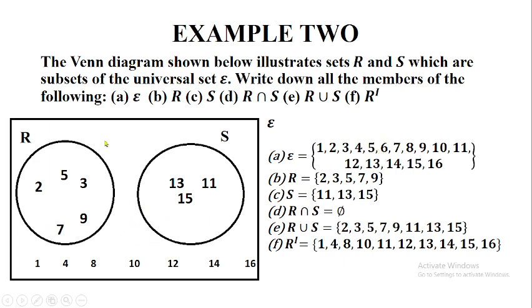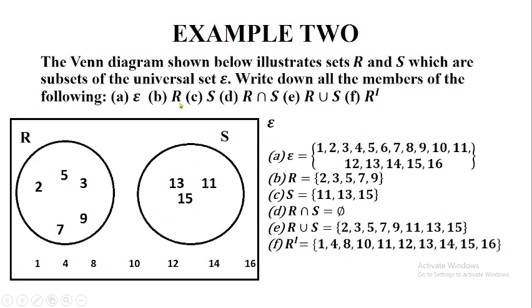So we are talking about the universal set now of this Venn diagram. So we have 1, we have 2, 3, 4, 5, 7, 8, 9, 10, 11, 12, 13, 14, 15, and 16. So that means we have all the elements from 1 to 16, but minus 6. So 6 is not there as an element in the universal set. I hope you understand that.